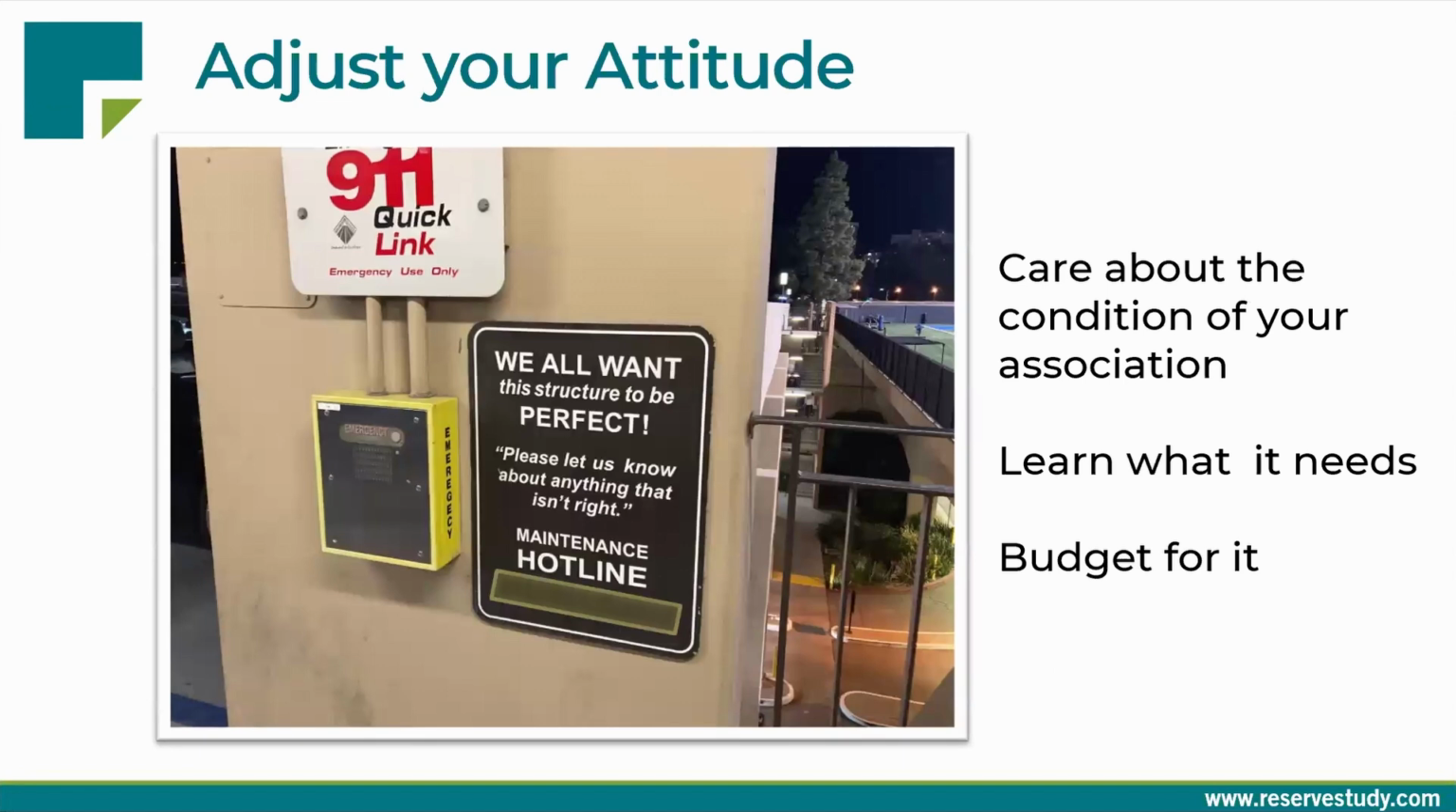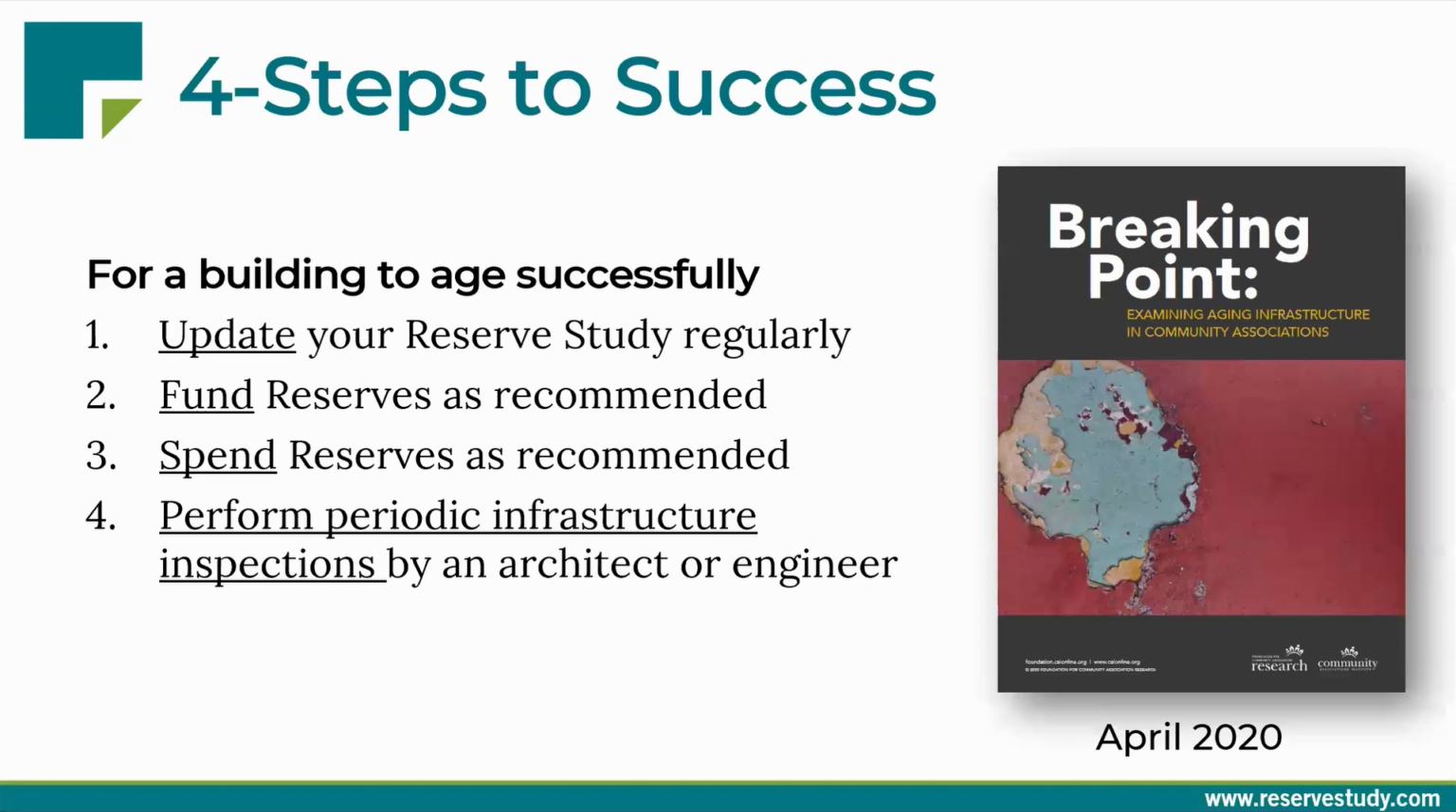We're trying to help here with this webinar. So care about the condition of your association. Learn what it needs, keep your eyes out for it, and budget for it. The overall plan for a building to age successfully was captured nicely in the April 2020 CAI Research Foundation report on aging infrastructures. It's a free download if you haven't seen it.